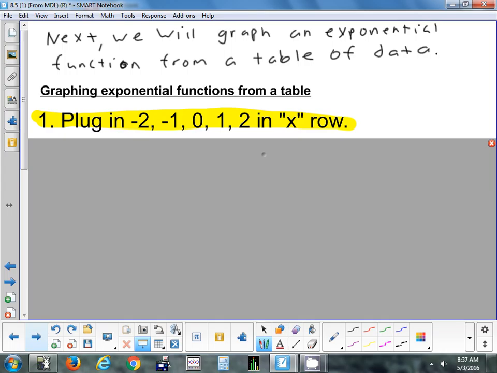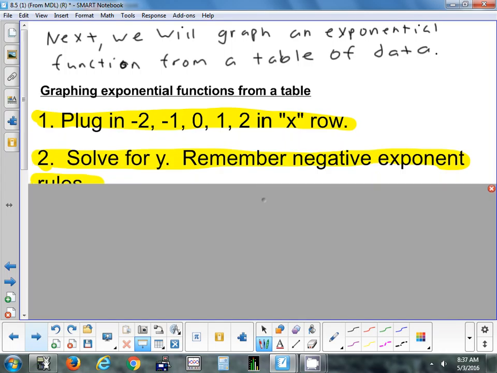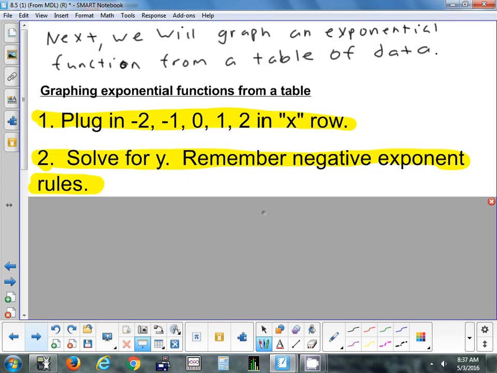So you're right. Number 1 on your steps, you're going to plug in -2, -1, 0, 1, and 2 in the x row. Because if you guys look below that, the example that we do, there's an x row. Every time we do one of those, you're going to write those same numbers in for x. Then you'll do the math, all right? When you plug those numbers in for the x exponent, what are you going to get? That's going to allow you to solve for y.